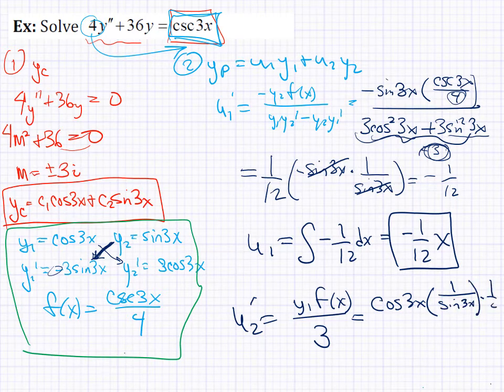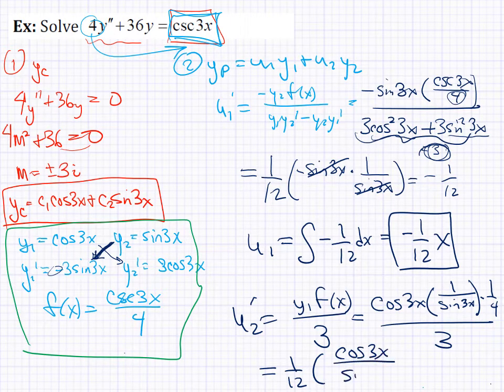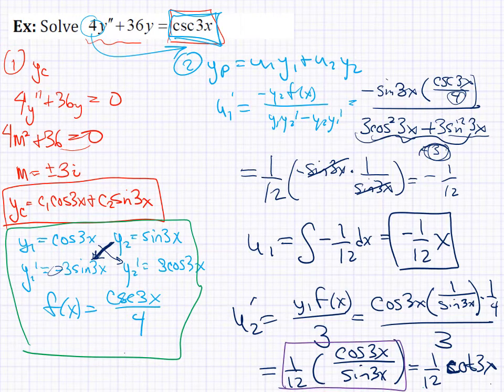I also have this 4 down there as well, and then this is over 3. So we get 1/12, and then we're going to get cosine 3x over sine 3x, which we could leave as that, or we could write it as 1/12 times the cotangent of 3x. It depends on which way you want to do it, because we're going to have to integrate one of them. Do you want to leave it like this and integrate this one, in which case you're going to do a u and then a du, or do you want to leave it like this and remember what the integral of cotangent is?